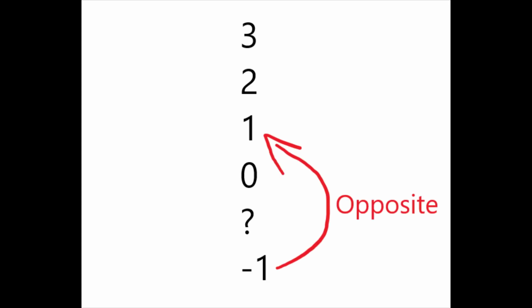But what happens if we count down? If we start at 3, we would go to 2, then 1, then 0, but then what? Well, that's where negative numbers come in. Negative numbers are basically the opposite of positive ones.